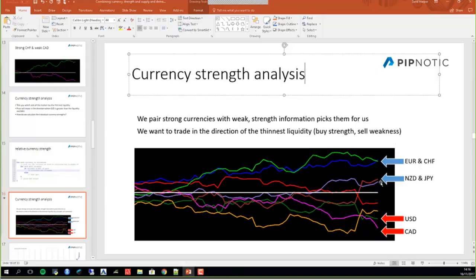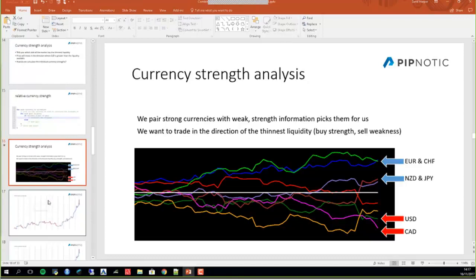So if you pair, for example, the Kiwi and the Japanese yen, then you're going to have a very tough time, because you're going to be forced to trade a market that isn't going anywhere. Similarly, if you trade the euro, Swiss franc, even though they're both strong, it's not going to be doing anything. It's going to be moving sideways because they're both strong. And so you want to pair a strong currency with a weak currency, and then you use supply and demand to refine your entry.